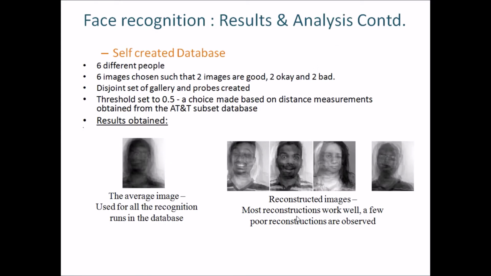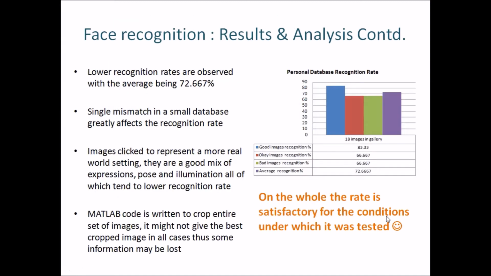So in the self-created database, I had 6 different people, 6 images per person, 2 good, 2 bad, 2 okay, and the threshold was set to 0.5. And similar to the AT&T, you have an average image that gets created, and you have reconstructed images which are pretty good for most cases, except a few poor reconstructions. And the results and analysis show that a low recognition rate is observed, which in a way is also expected, since you have a more realistic database here.